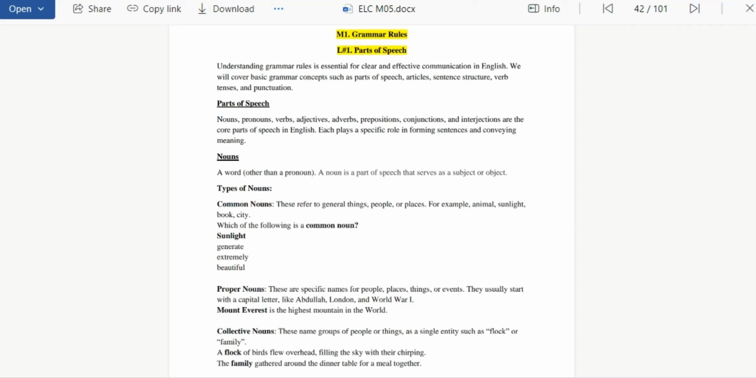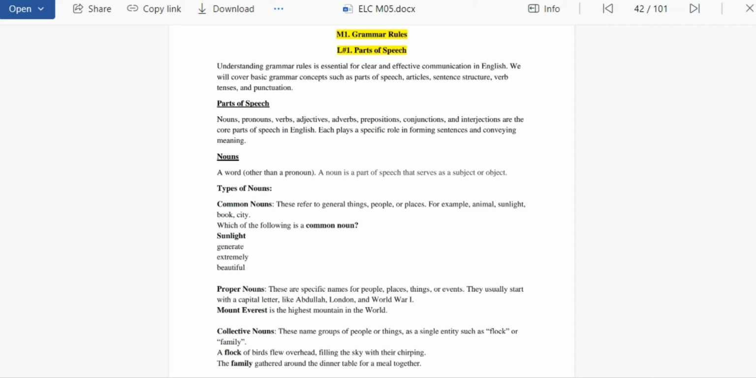Here is one more thing that you need to know: is world a common noun or a proper noun? If it refers to a general concept, then it is a common noun. But if it refers to our planet, then it is a proper noun.